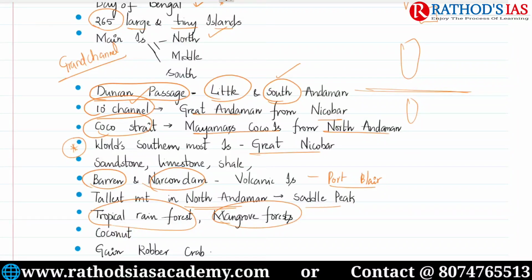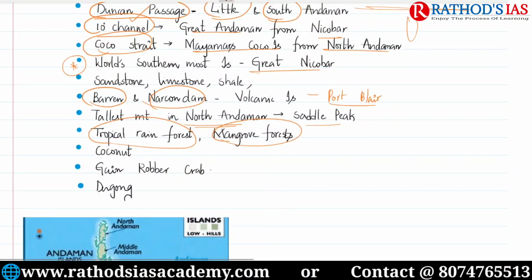And actually the economy of this Andaman depends upon tourism. And one important plantation crop here is coconut. It is very much famous for this coconut plantation. And one important animal species here is the giant robber crab. Okay, giant robber crab which is present here.